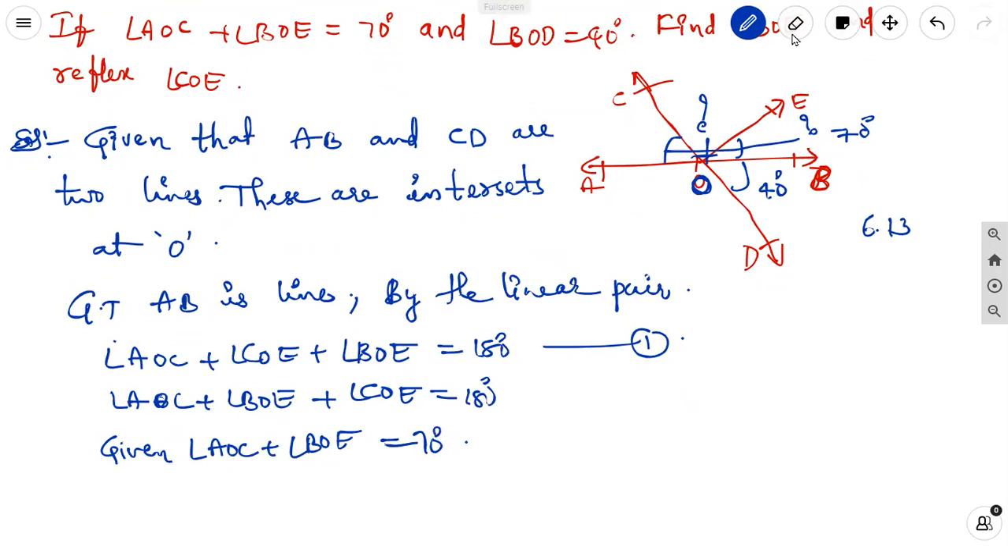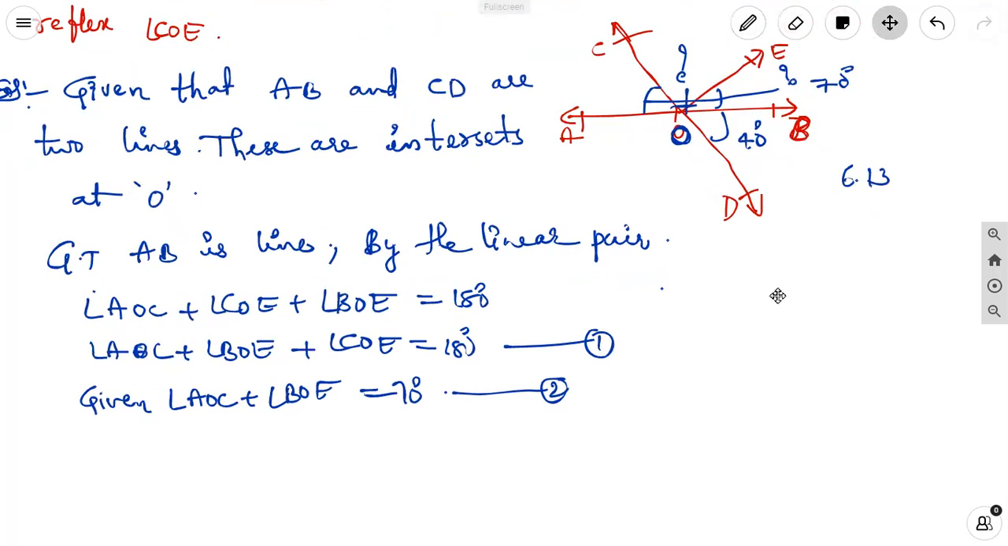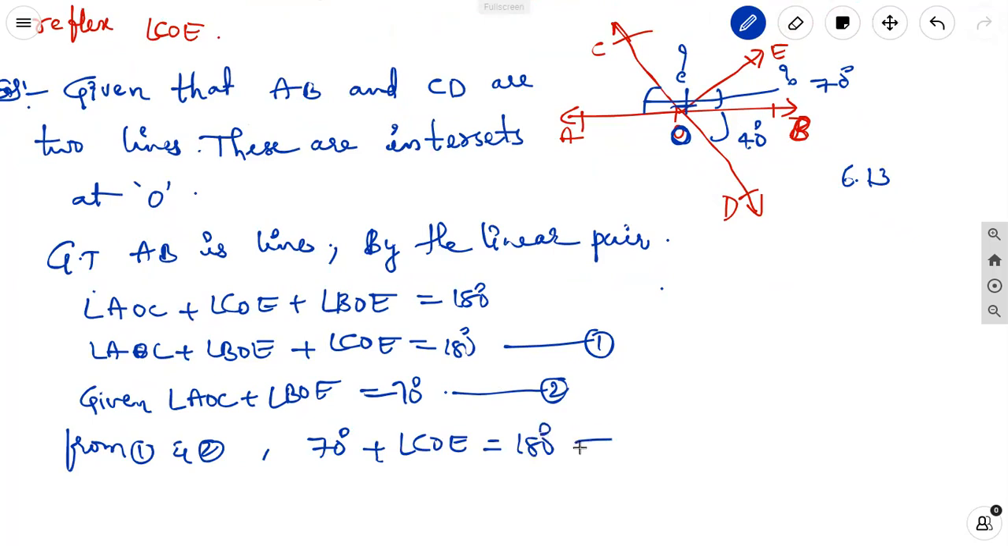Okay. Let it be equation 1. It is equation 2. From 1 and 2, 70 degrees plus angle COE is equal to 180 degrees. From this, angle COE equals 180 degrees minus 70 degrees, equal to 110 degrees.